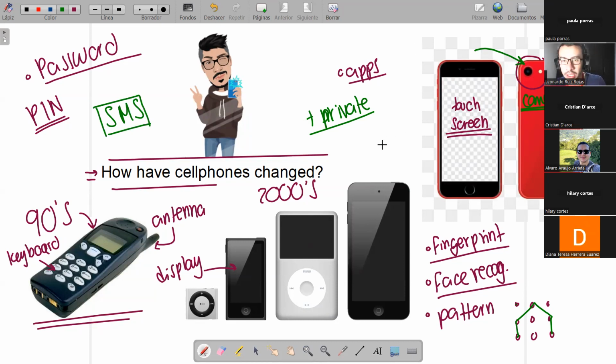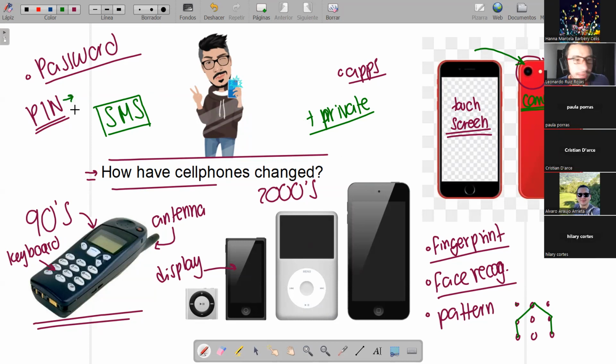But now, how is it? Before it was also with the PIN in the Blackberries, right? The Blackberries, it was very common with the PIN. But now, what do we use? We can use WhatsApp, Messenger, and a lot more.